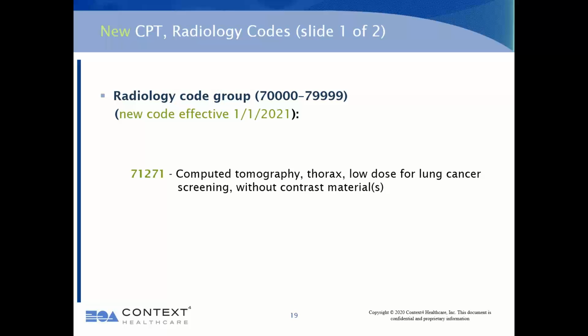The restricted parameters for a CMS screening LDCT benefit are four. First, patients must be 55 through 77 years of age. Second, they must be asymptomatic, so no signs or symptoms of lung cancer. Third, they must have a tobacco smoking history of at least 30-pack years. And fourth, they must be a current smoker or one who has quit smoking within the last 15 years.